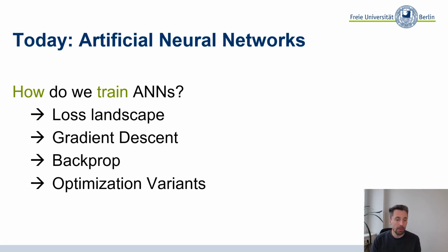Today, we're going to talk about this learning process. So how do we train networks? We'll learn about a concept called loss landscape. We'll look at a method called gradient descent. And, I guess the most important part today, an algorithm called backpropagation. And we'll conclude with ways we can use backpropagation to find the optimal configuration of our network weights and biases.